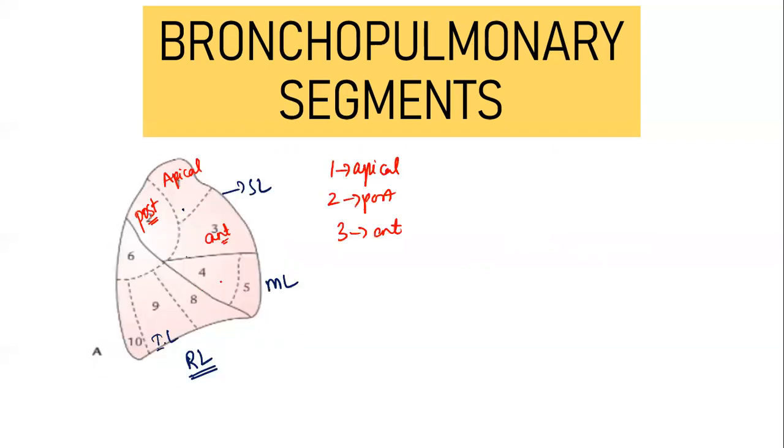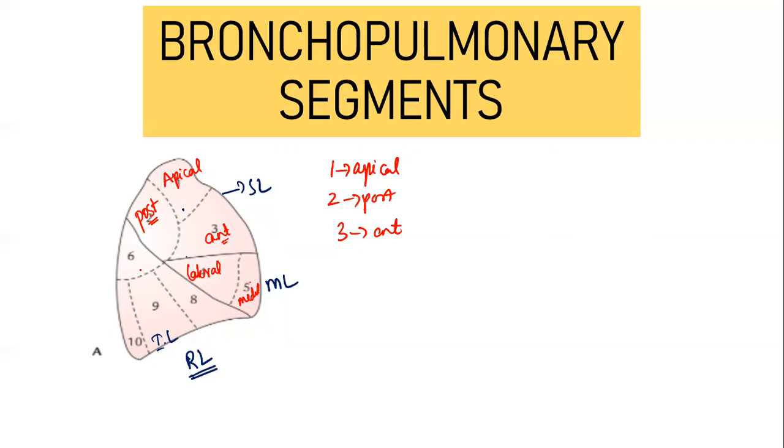Now get to the middle lobe. So I have got only two segments, 4 and 5. So what is 4? Yes, 4 is going to be lateral, and this is medial, right? So this is a little bit laterally located and this is medially located. So lateral and medial.